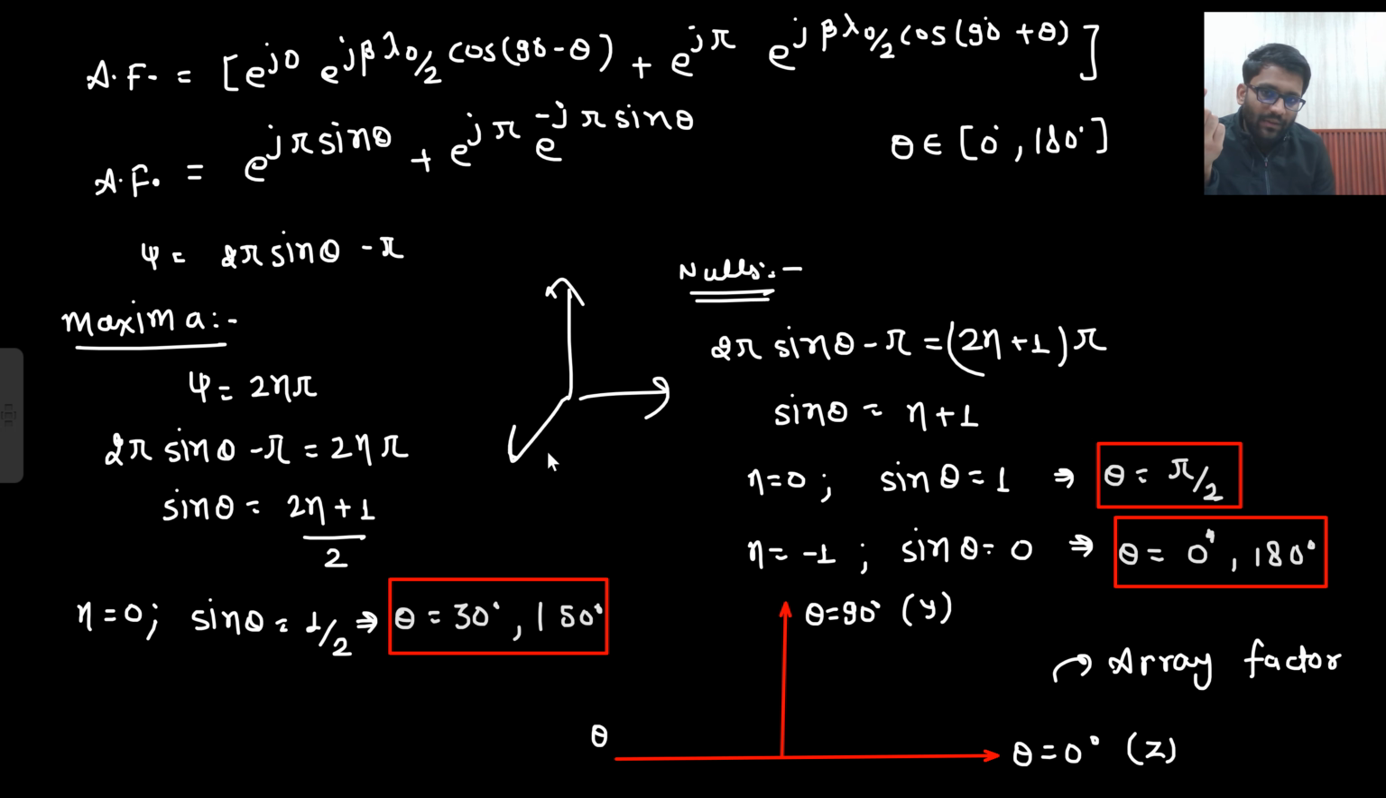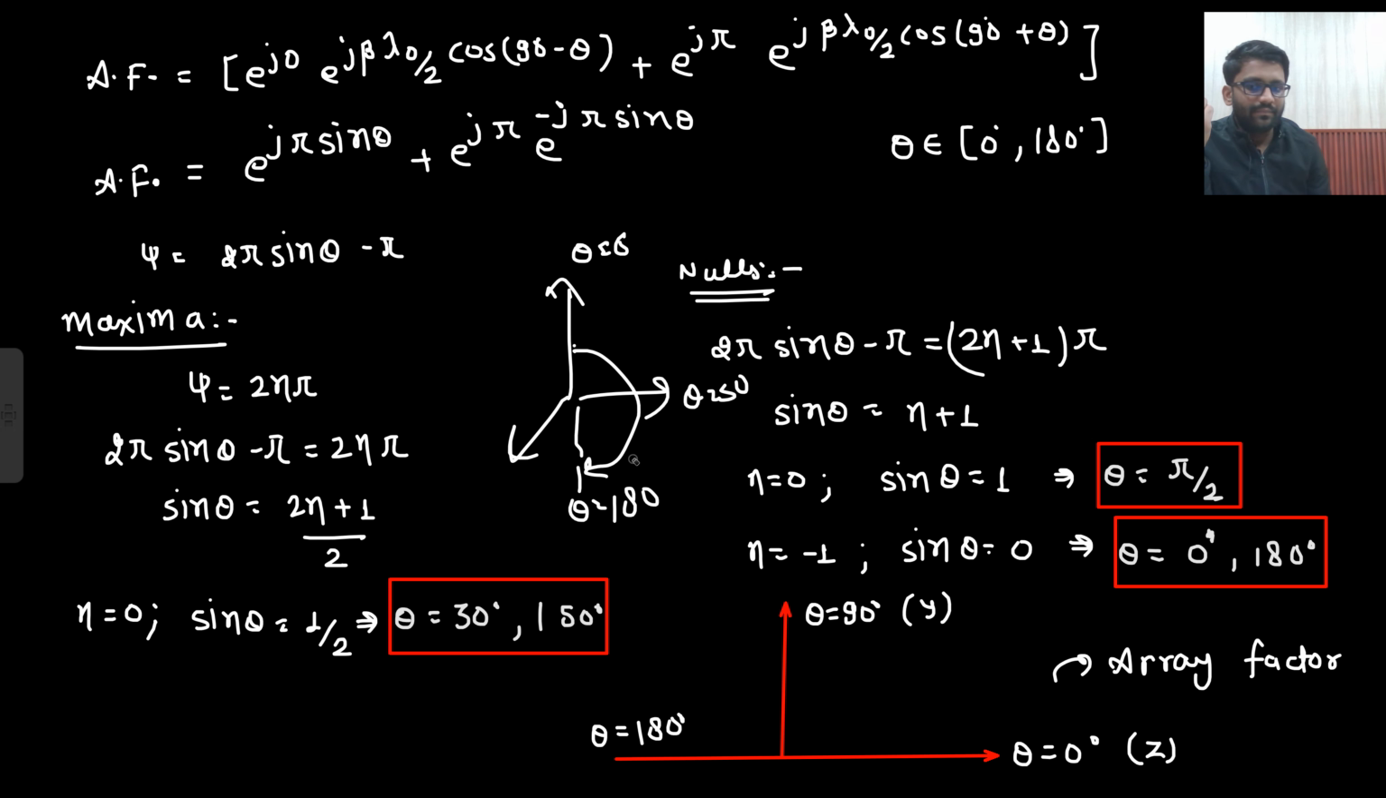Previously what we were doing, theta equals 0 degree, theta equals 90 degree, theta equals 180 degree, because from z we are going towards 180 degree. If plus z is 0 degree, then minus z is 180 degree. Right?